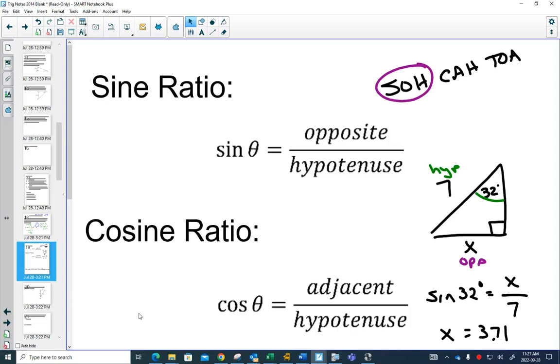And once you have the adjacent side, you could do a squared plus b squared equals c squared, but why not find something out directly? So once we have all 3, SOHCAHTOA, we can always find things out directly.